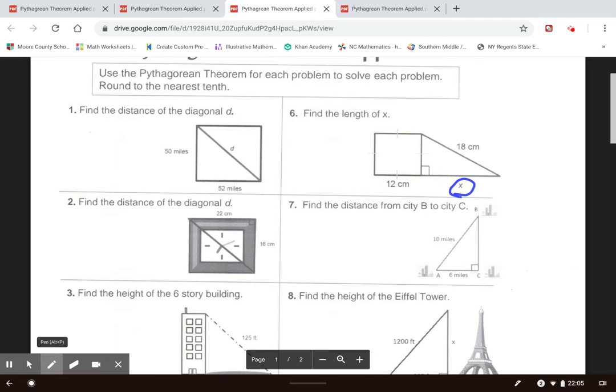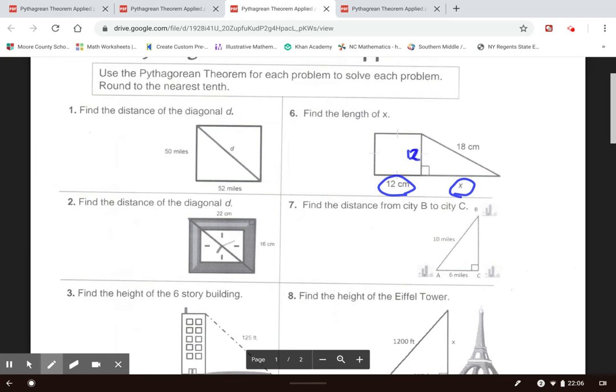Now if I look over here at this 12, all right, this shape next to my triangle is a square. So what is unique about the square is that all sides are the same. So if this side is 12, that means that side has to be 12 as well. So I know the hypotenuse and I know a side is 12.